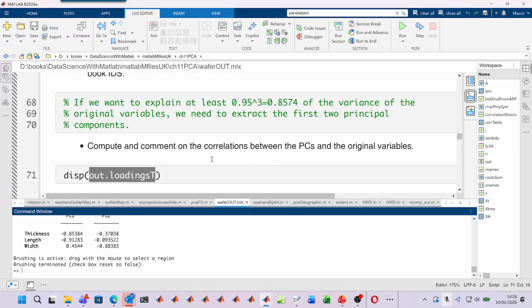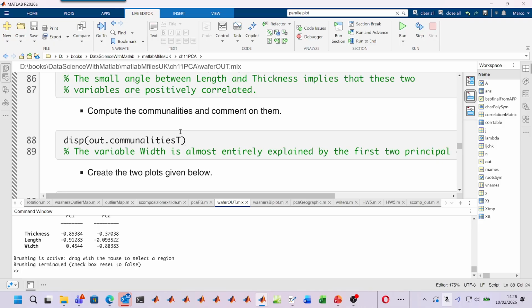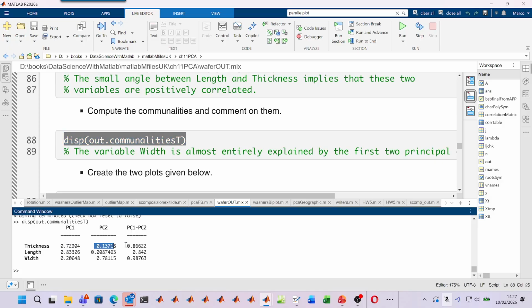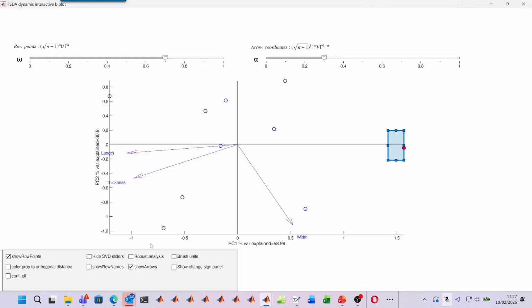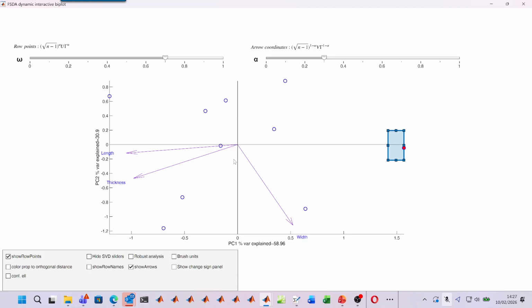Now, let us see. Biplot. Compute the commonalities and comment on them. These are the sum of squares of the correlations. So this plus this is the commonality of thickness, that is the proportion of variability of thickness which is explained by the first two principal components. Thickness and length are mainly explained by the first principal component. So their angle with the first is much smaller than the angle with the second. The length has an angle which is mainly orthogonal with the second.